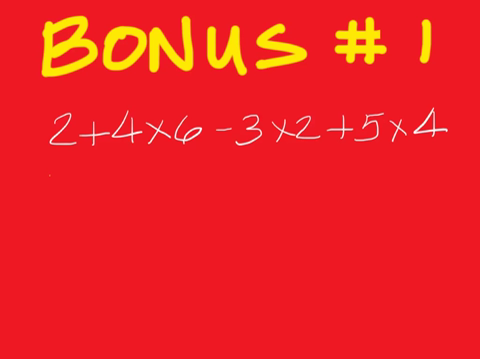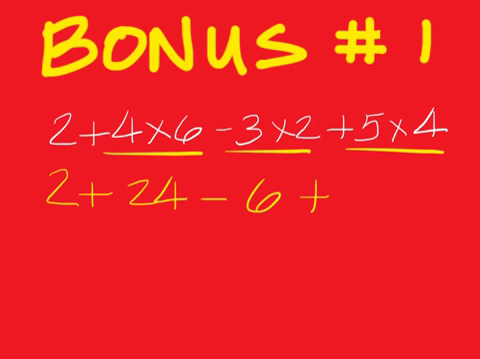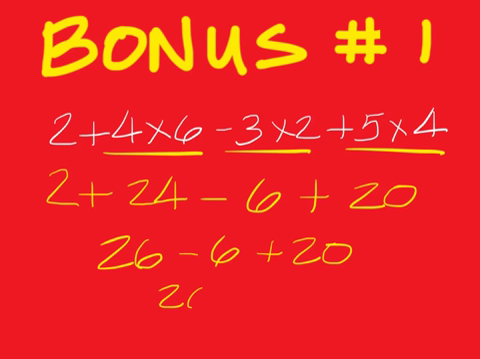On this one, you have 2 plus 4 times 6 is 24, minus 3 times 2 is 6, plus 5 times 4 is 20. 2 plus 24 is 26. Take away 6 to get 20. Add 20 to get 40. Here's another bonus problem.